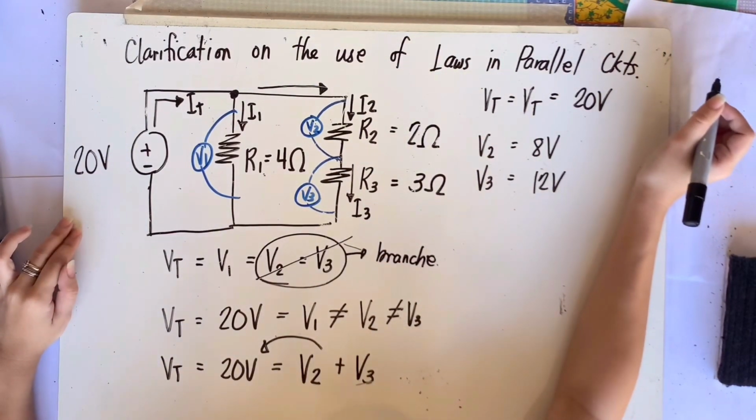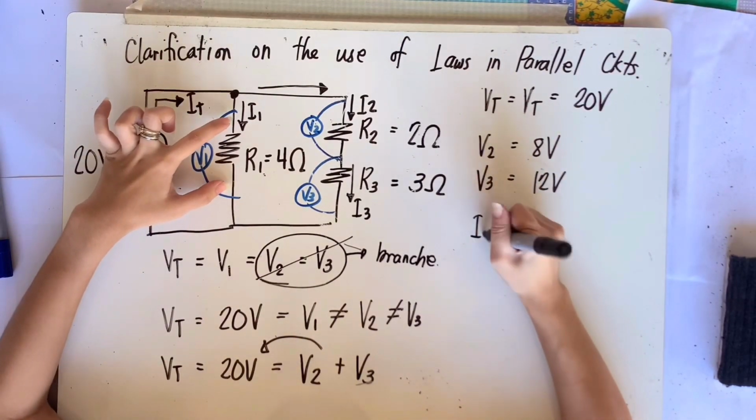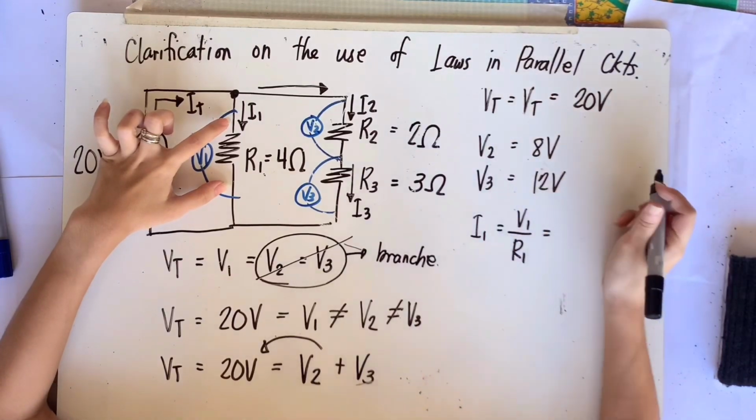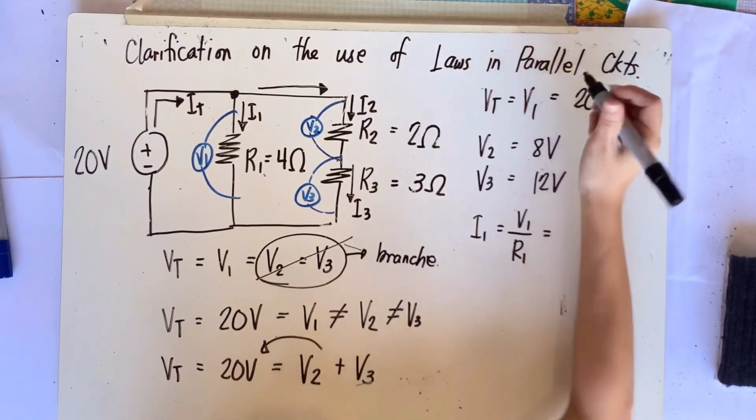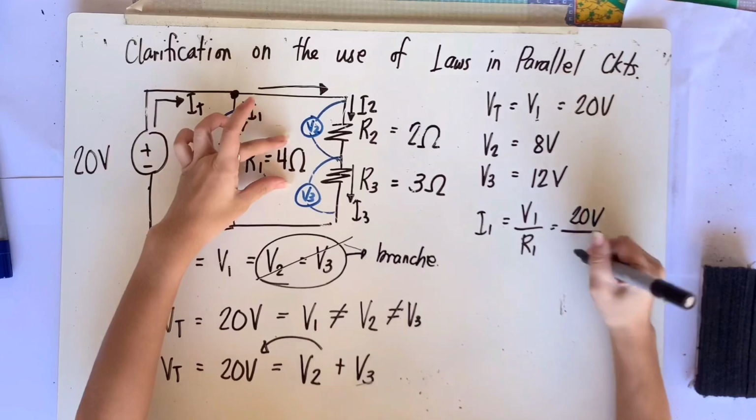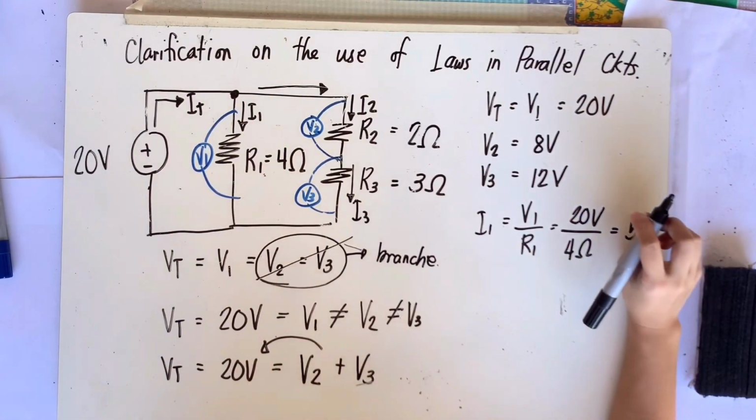And then since may V1 na tayo, pwede na nating isolve si I1. And that would be equivalent to V1 over R1. And that is 20 volts for V1 divided by R1, which is 4 ohms. So we'll get I1 equal to 5 amperes.